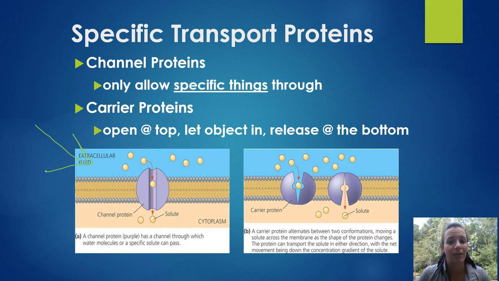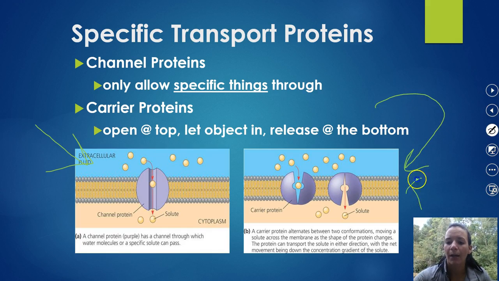It only allows specific things to go through it. And then you also have your carrier proteins. So these ones are here, and they kind of remind me of little Pac-Mans. Because if you see, they open to the top, they take in whatever is passing through them, and then they open to the bottom. So they have little Pac-Man mouths.